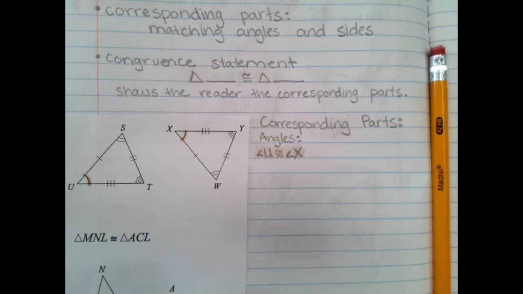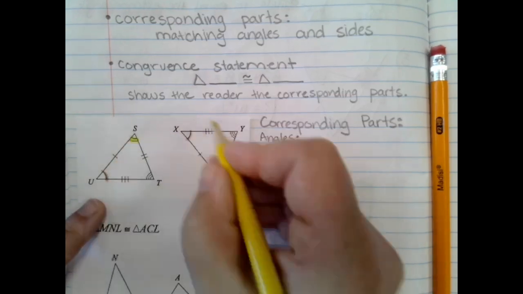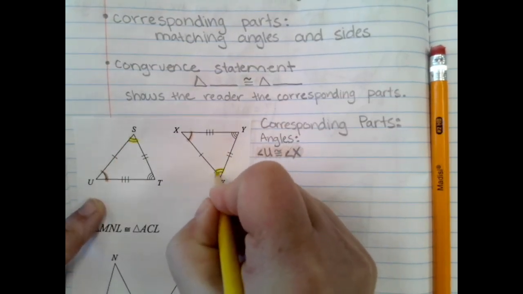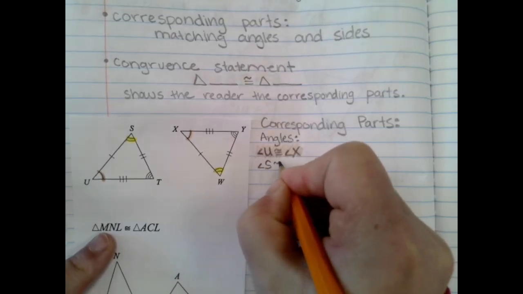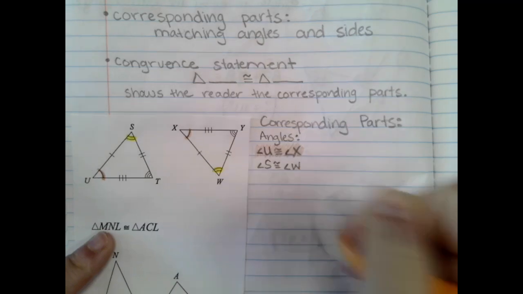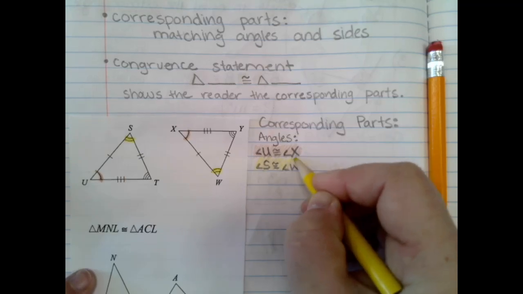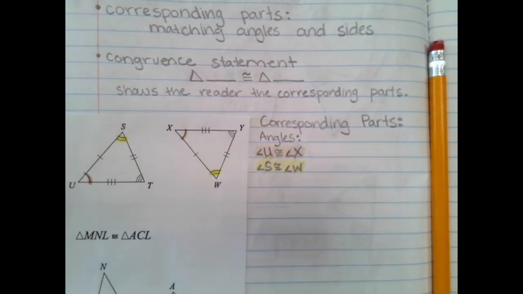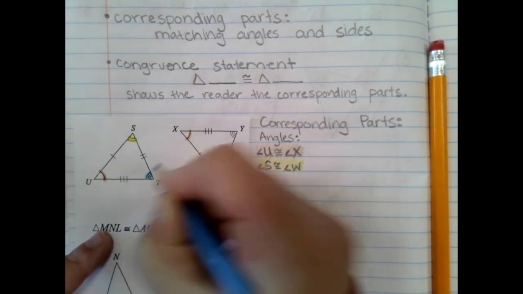What other angles do we know are congruent? S and W. Good. How'd you know? 2 arcs. So S, W, they have the 2 arcs, so that means that they're matching. So angle S is congruent to angle W. And then our last angle that's congruent, T and Y.